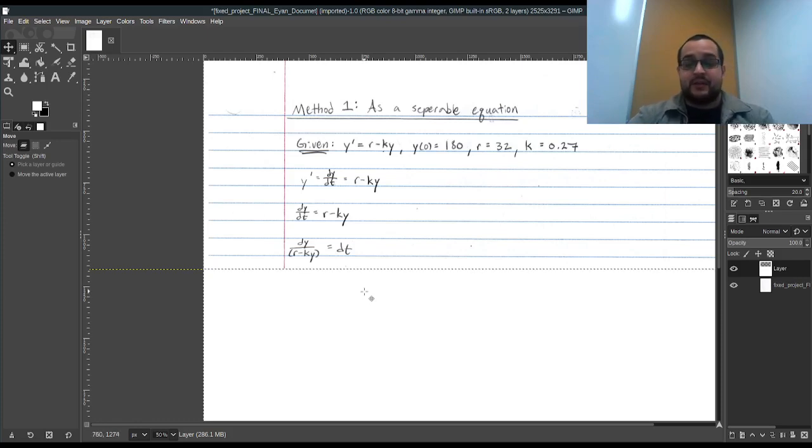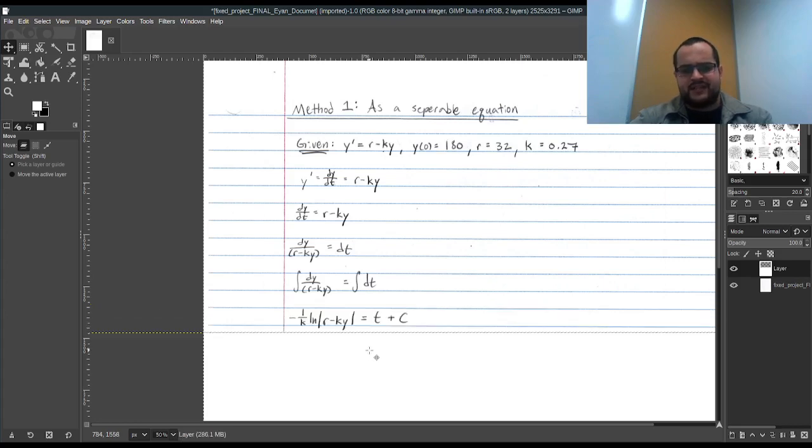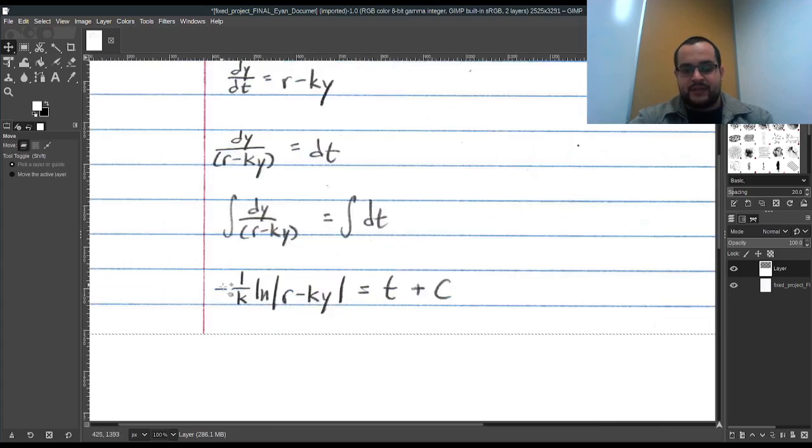And since both sides of this equation are equal, that means that their integrals will be equal. So we now have that the integral of dy over r minus ky is equal to the integral of dt. From there, we just carry out this integration, pretty straightforward stuff, and we have negative 1 over k times the natural logarithm of r minus ky is equal to t plus c. And keep in mind with this constant, technically speaking, both of these integrations produced a constant, but we just implicitly add them together since a constant plus a constant is still a constant, and it simplifies cleaner later on to have all your constants together.